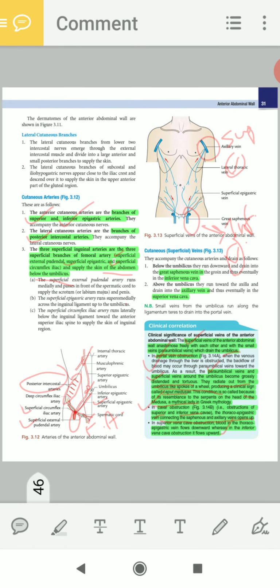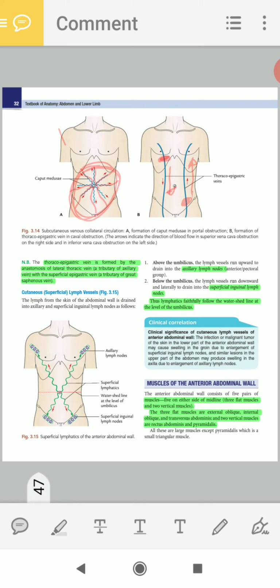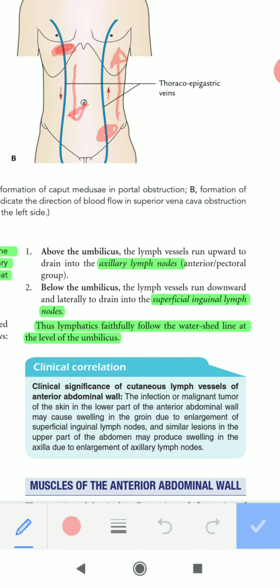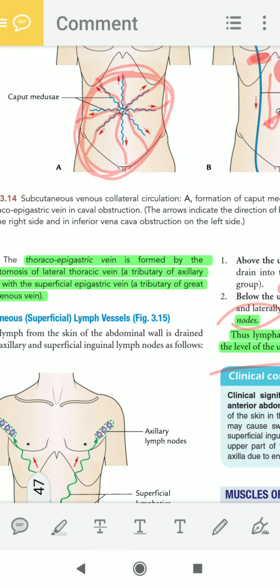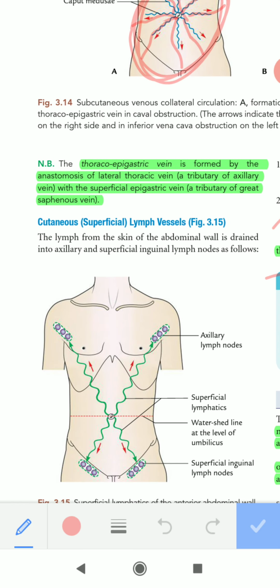Now come to the superficial lymphatics of the anterior abdominal wall. Above the umbilicus, they drain into the axillary lymph nodes, and below the umbilicus, they drain into the superficial inguinal lymph nodes. These lymphatics follow the watershed line at the umbilicus. Above the umbilicus, it drains into the axillary lymph nodes; below the umbilicus, it drains into the superficial inguinal lymph nodes, and the umbilicus acts as a watershed line.